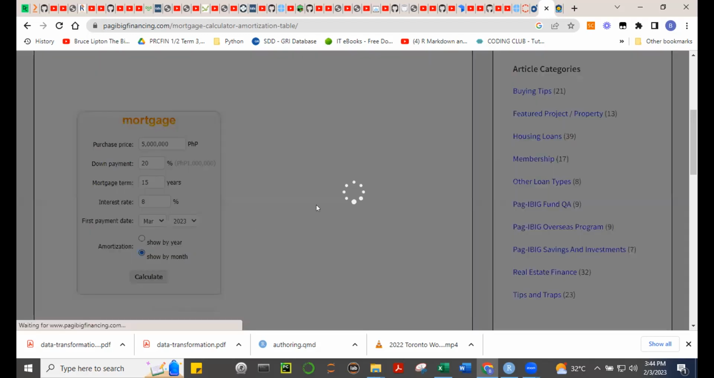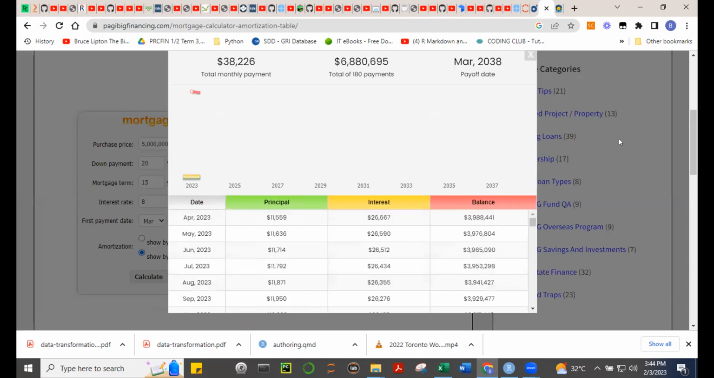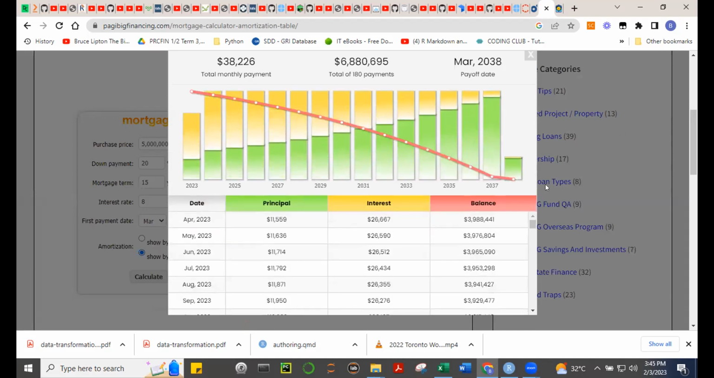Let's calculate. Okay, and you will see here the plot. So you have here the dates of the payment. What happened here was April was the first payment. So maybe this was the loan date. I think the March there is a bit wrong. Anyway, April 2023 is the first payment.